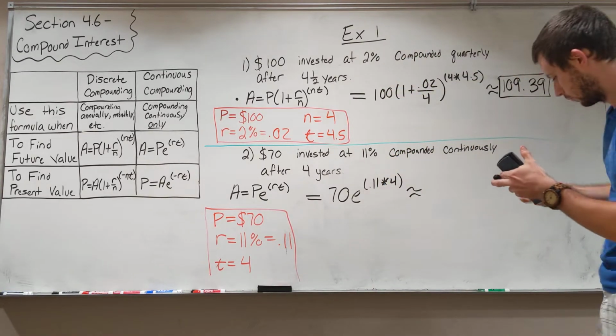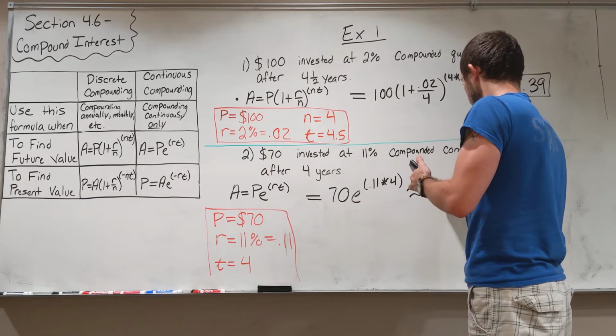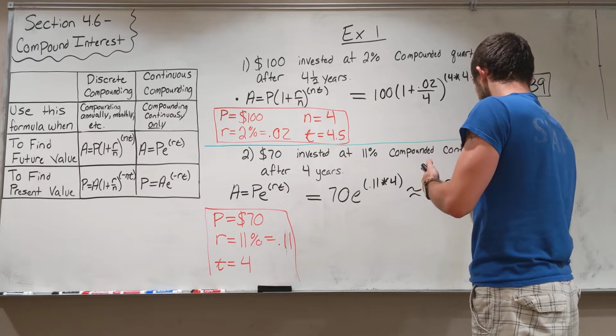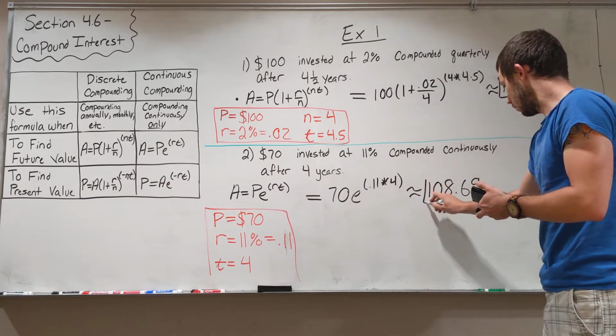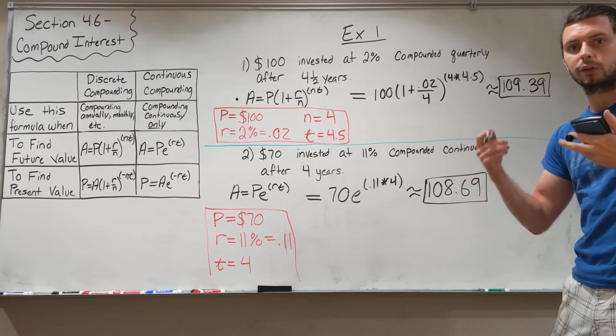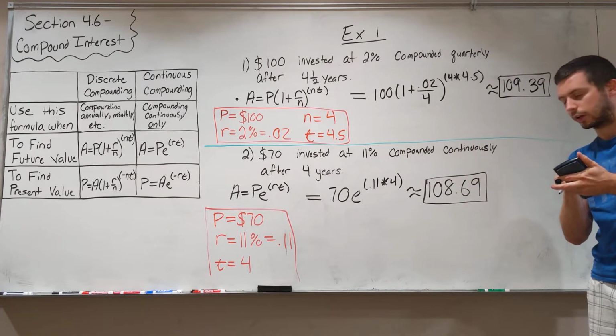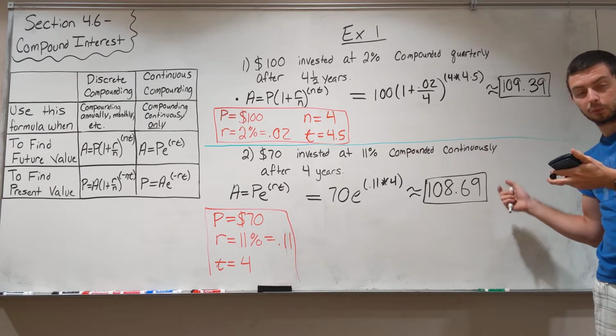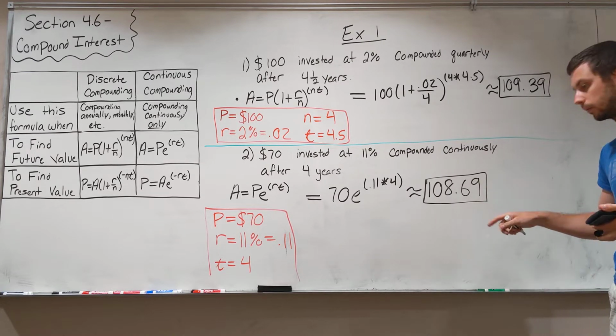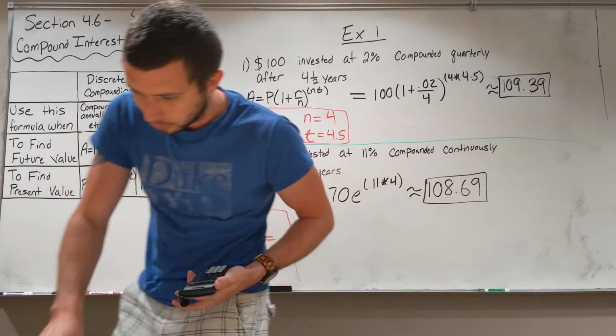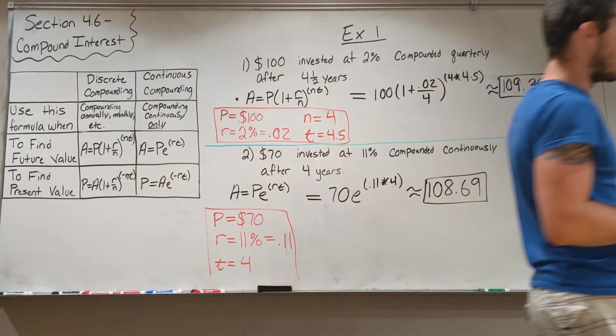and I seem to get 108.69. Remember, we're rounding to the nearest cent, so the 0.689, the 9 would round the 8 up to a 9. And so this would be the answer for the first example.